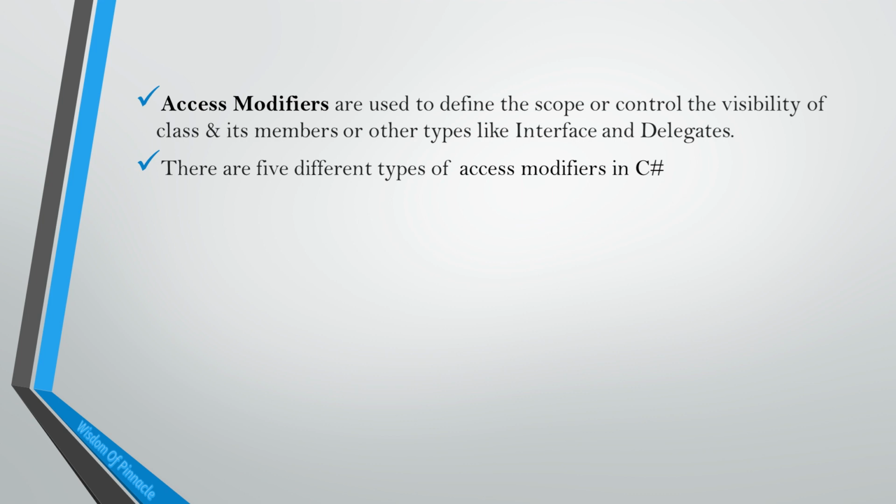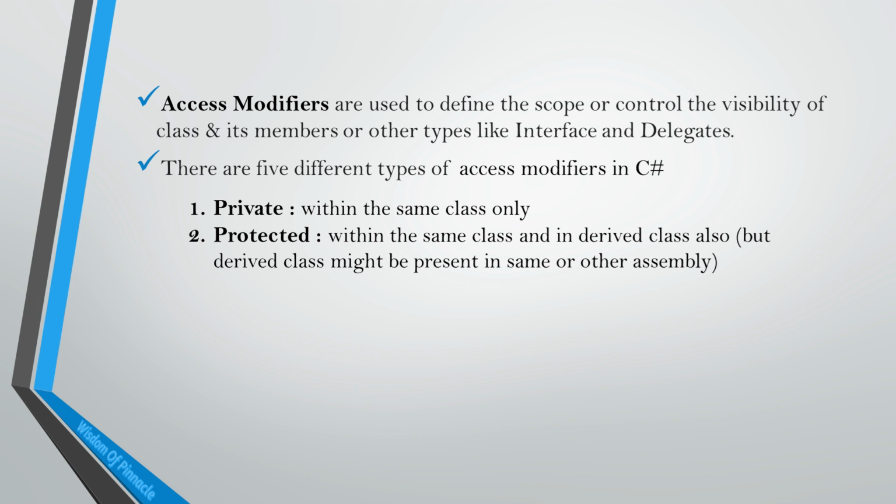So, let us start with our first access modifier, that is private. If we declare any member as private, then it is accessible within the same class only. Second one is protected. If a member is declared as protected, then it is accessible within the same class and in a derived class. The derived class might be present either in the same assembly or another assembly.